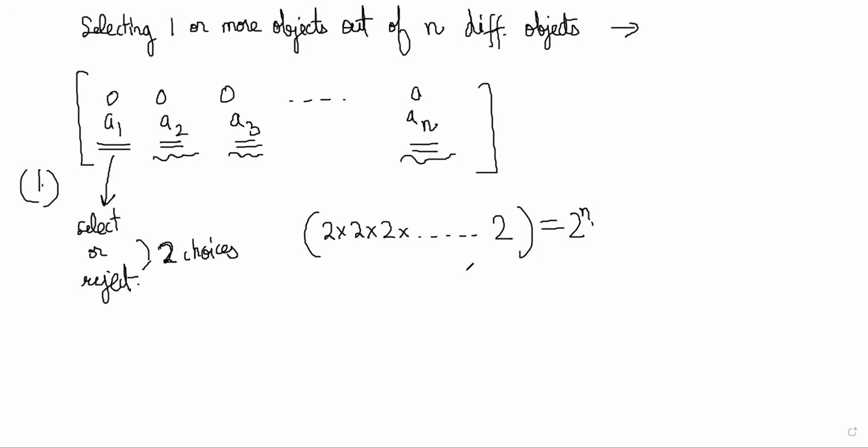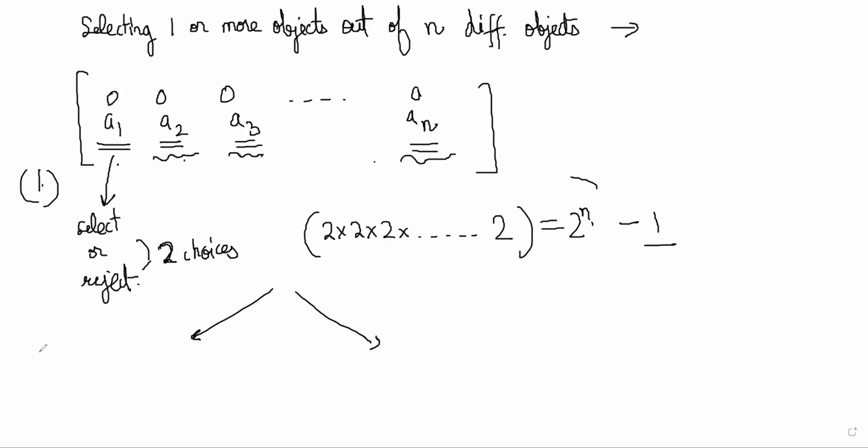However, this includes a choice where we have rejected all of them, right? So there is one choice where you have rejected everything. That means you didn't select anything, so that you can exclude. So 2 power n minus 1 will be the total number.